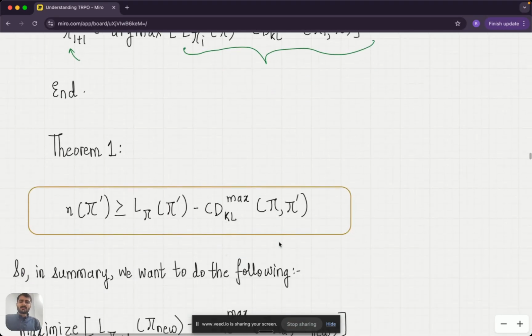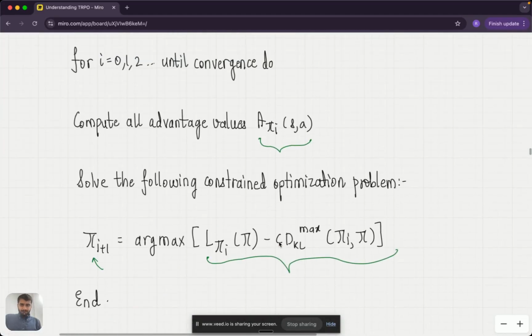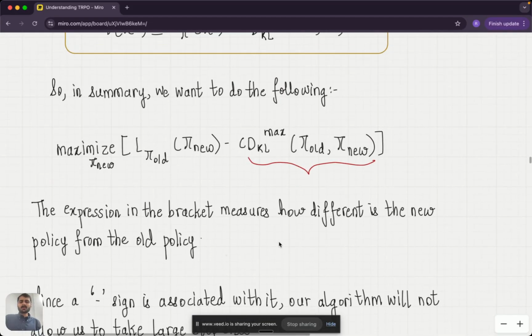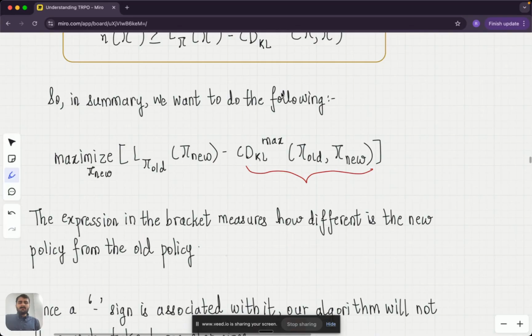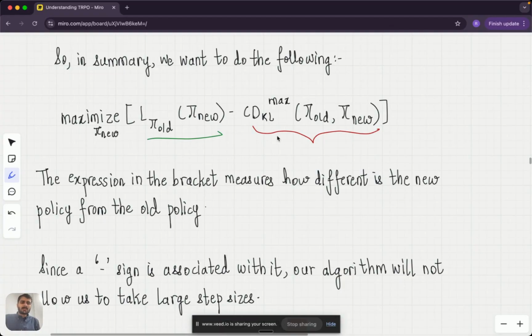So this is the algorithm that we will use, which is written in this expression. In summary, we want to do the following: we want to maximize L pi old pi new minus C times D_KL max of pi old comma pi new. The expression in the bracket measures how different the new policy is from the old policy. This is the expression which is being talked about here, which is the KL divergence.